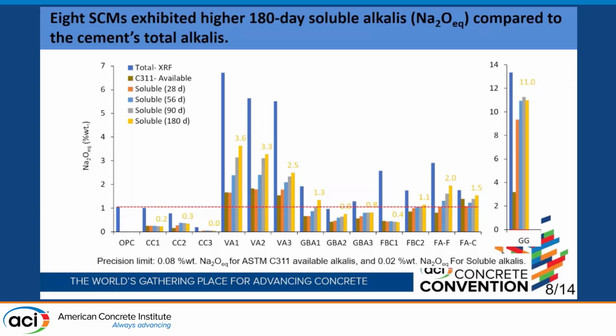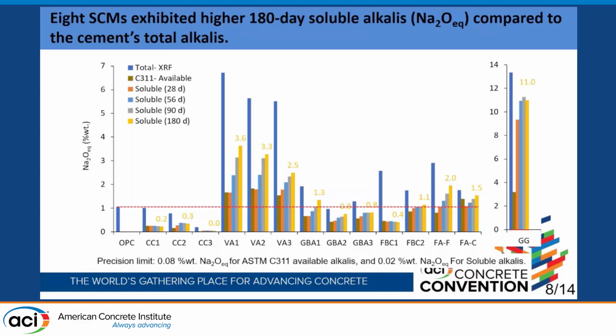Another observation is, again, benchmarking against the OPC, you see the majority of the SCMs are in fact adding more alkalis to the pore solution compared to the cement itself. So the general belief is that the alkalis in the concrete come from the cement only when we have SCMs. My results show that is not true for all the SCMs. Examples here, again, Class F fly ash, Class C fly ash, you see both of them, the soluble alkalis are even more than the cement.